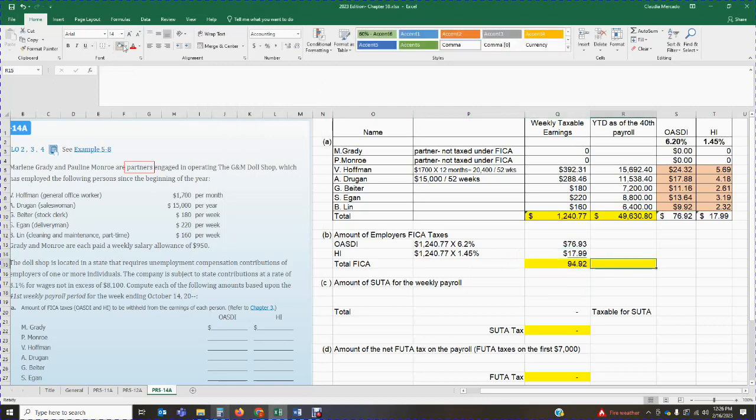So my total FICA taxes that the employer has to contribute is $94.92. Okay, the total FICA, $76.93 for OASDI, $17.99 for HI. Okay, so my total FICA, $94.92. Okay, so if you compare how much is going to be withheld from the employee's paycheck, we're off by, on the OASDI, by a penny. Okay, and the HI is the same.